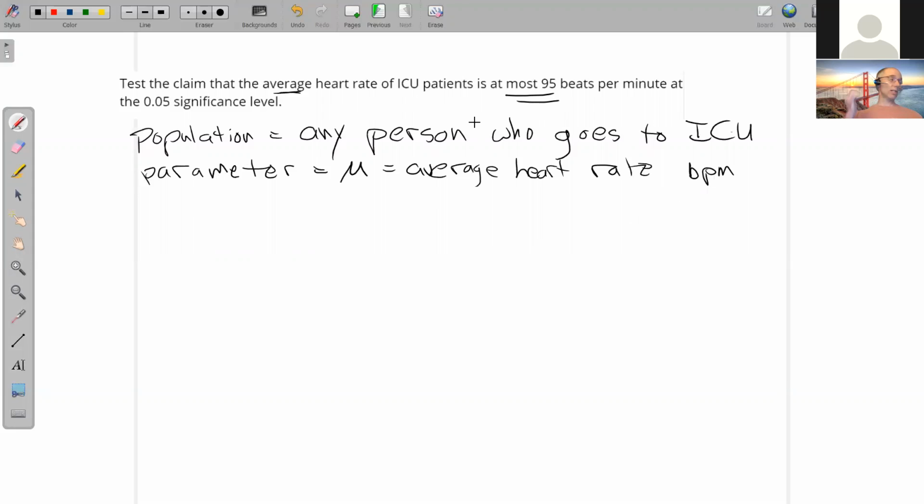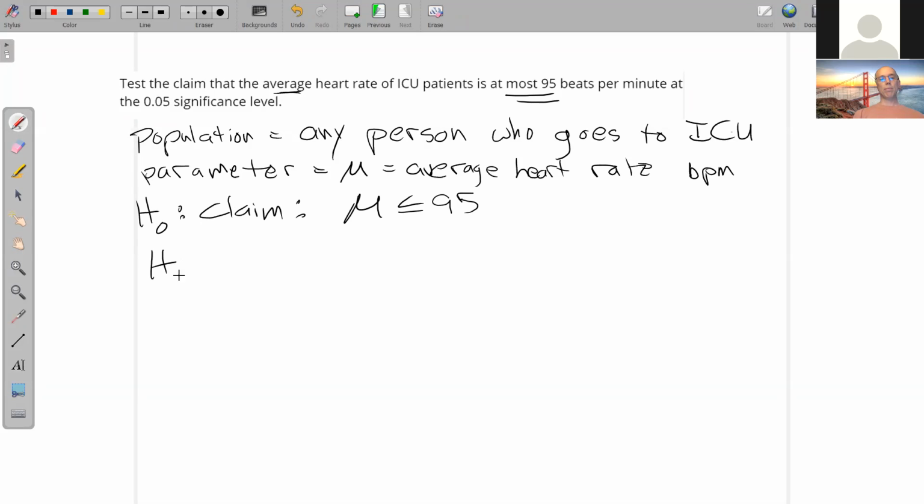What does at most mean? Let's think about that for a sec. At most 95. So it could be 95 or it could be less, right? So the claim from that statement is that the average is less than or equal to 95, right? That's at most. Since it has an equal to in it, this claim must be the null hypothesis.